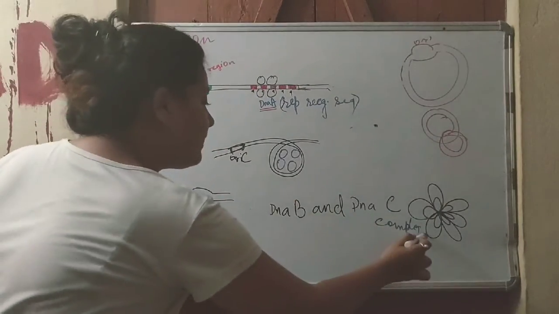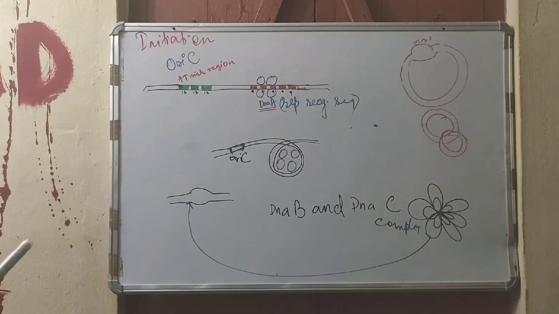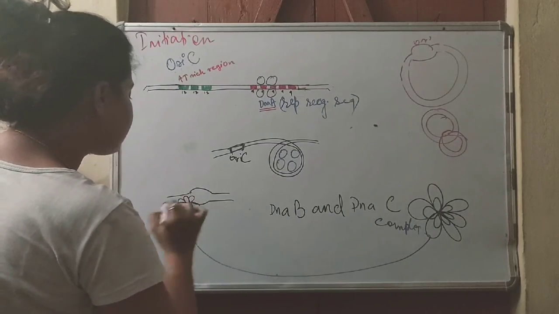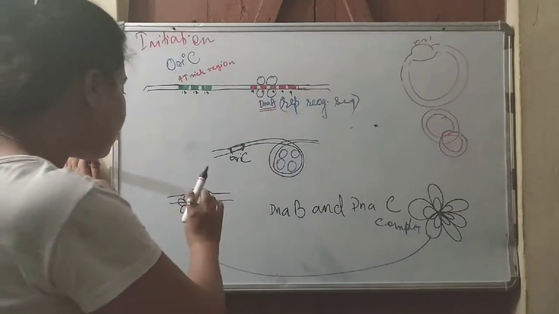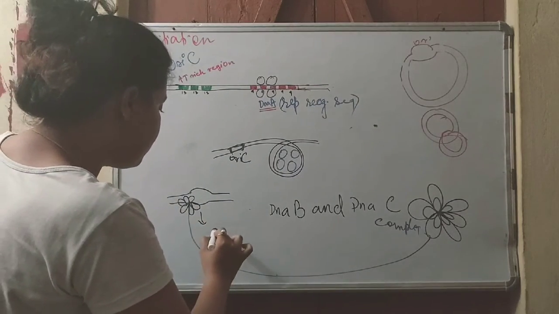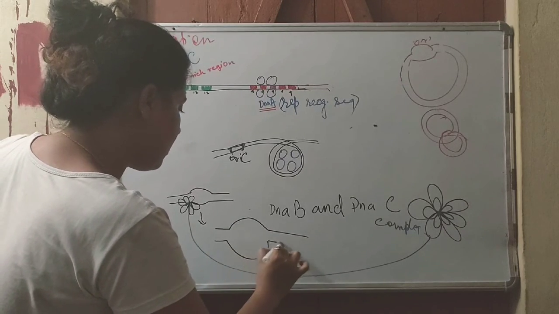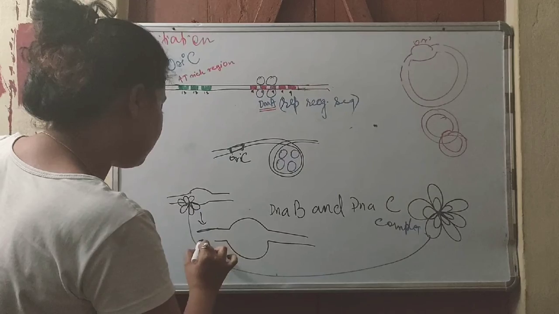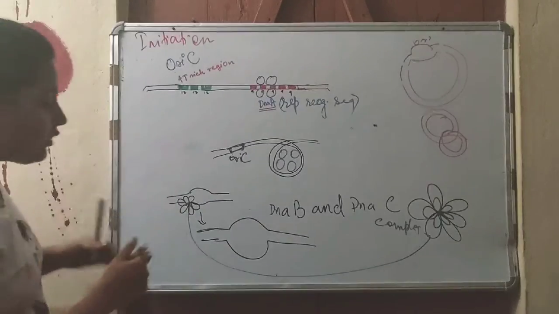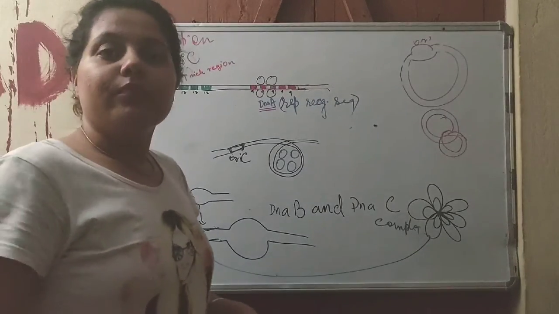These will come and sit over here, on one of the strands. This DnaB and DnaC complex will come and sit on one of the strands, and they start to unwind the DNA, and the replication bubble will become bigger in size. Since they will be sitting here and starting to unwind the DNA, the replication bubble will get bigger.